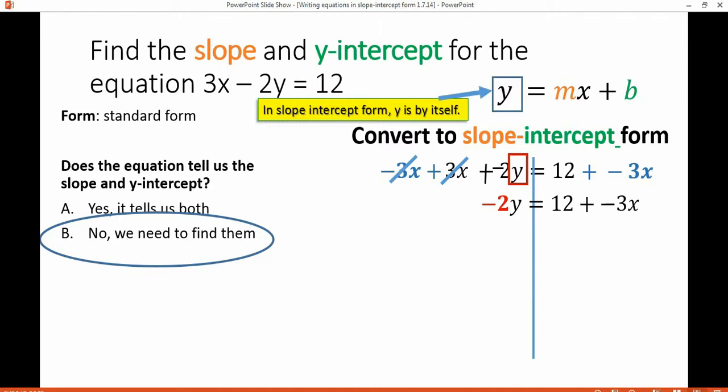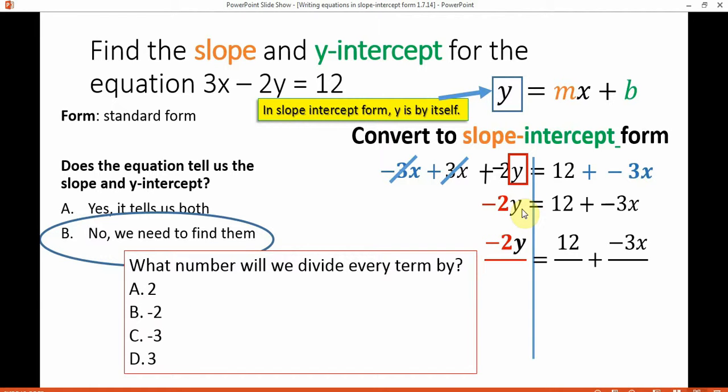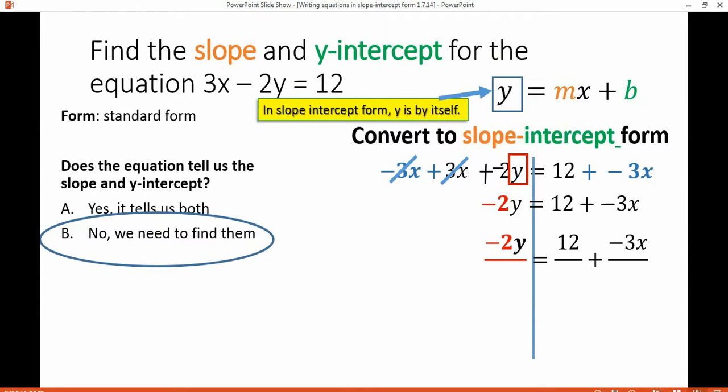here, y still isn't by itself. We have this -2 that's being multiplied to our y, and we need to get rid of that. So we're going to get rid of this number that's being multiplied to y. We need to divide every term by something to get rid of that -2. What are we going to do it by? -2, of course. We can't divide by +2. That won't get the negative to cancel. We've got to divide everything by -2.